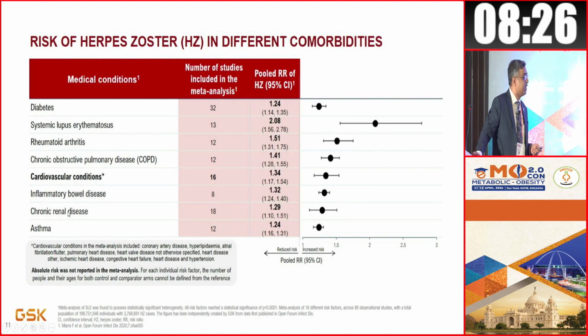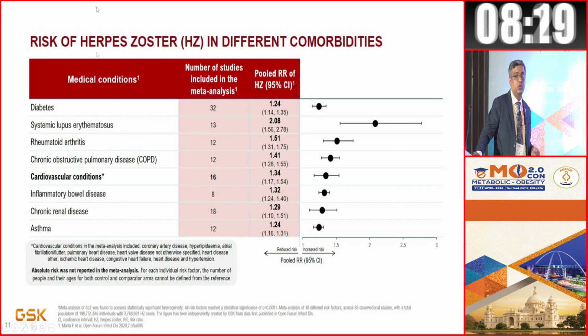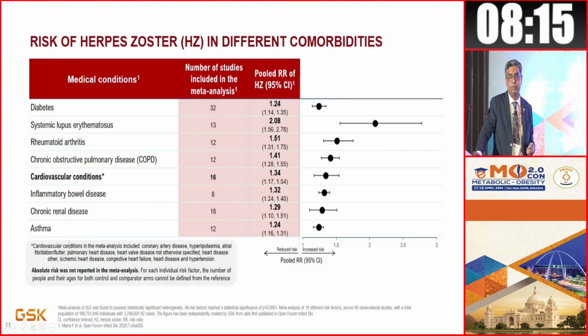This slide again tells you that it's not only about diabetes. These are all the comorbidities that we have listed over here, which show an increased risk of herpes zoster. If you get affected with these conditions, you will have a much higher incidence of herpes zoster.